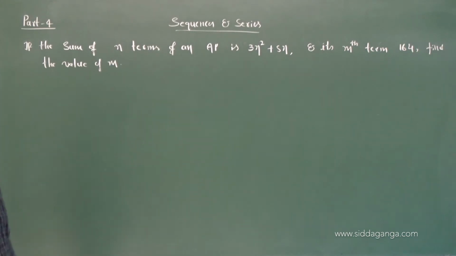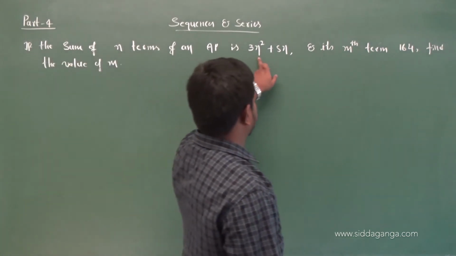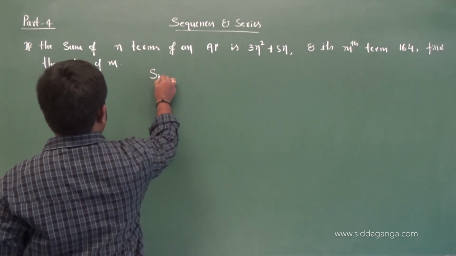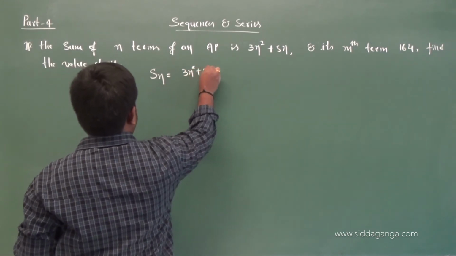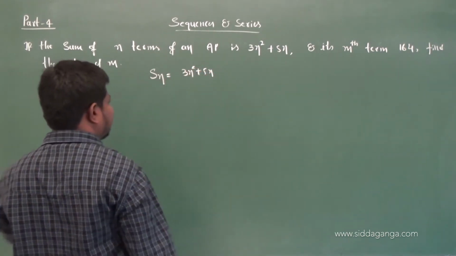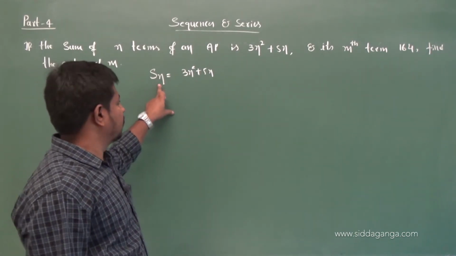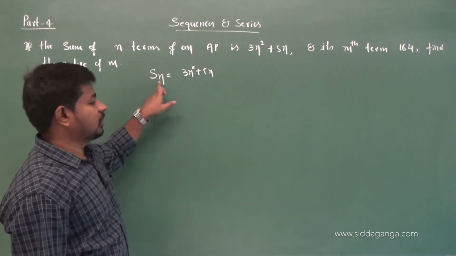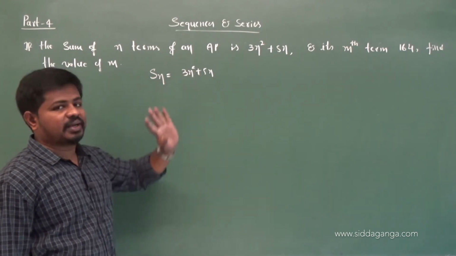Okay, the question is, the sum of n terms of an AP is given, that is 3n square plus 5n. This is given: sum of n terms, Sn is equal to 3n square plus 5n. By using this, you can find the sum of any number of terms. If in place of n you substitute 1, you get S1, the sum of the first term. N is equal to 2, sum of the first two terms. N is equal to 3, sum of the first three terms. It depends upon the value of n, right?